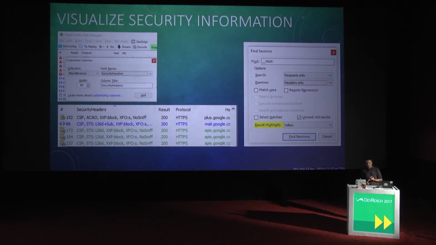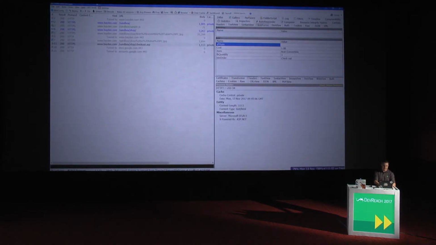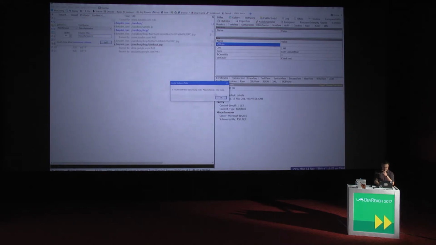Visualization of security information. So there are all these headers for making your sites more secure. There's X-Frame-Options, Content-Security-Policy, Strict-Transport-Security, Access-Control-Allow-Origin. There's all this stuff. Well, Fiddler makes it really easy to find all this stuff now. You just right-click, choose Customize Columns, pick Miscellaneous, pick Security Headers, click Add. We want a title. Security Headers. All right. Apparently, I already had that column, which is the problem.